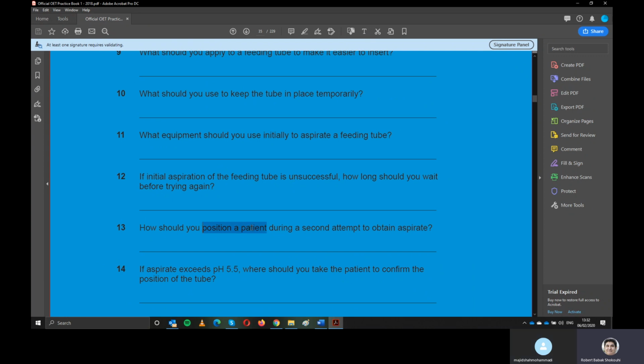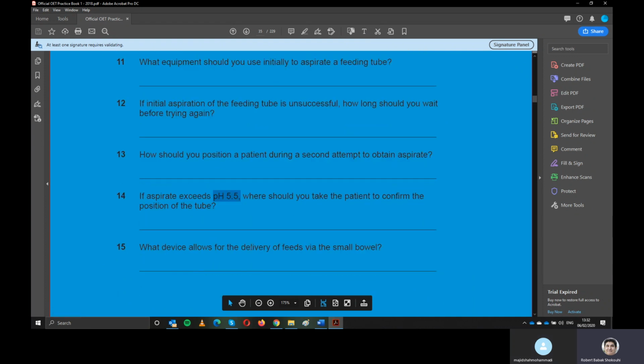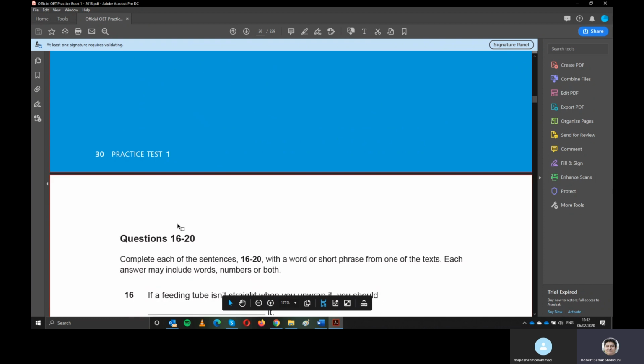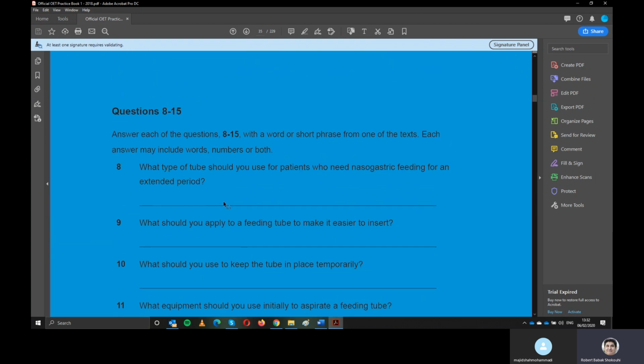Positioning the patient, okay? A second attempt. So that is probably again part B. And if the aspirate exceeds a certain pH, where should we go for this one? Part C. Advice for delivery of feeds via the small bowel. Okay. What device? It was a pump, I think. But we go and look at it. That is part D. Okay. So we can now go and look at those.